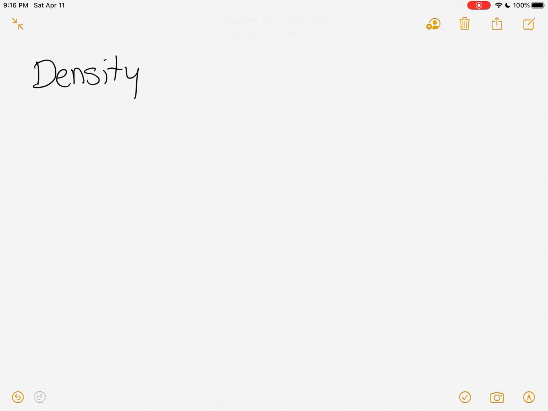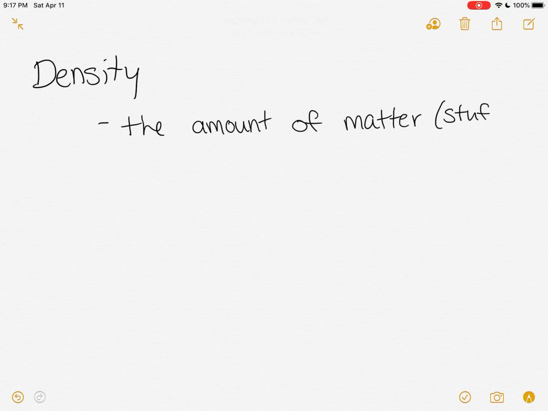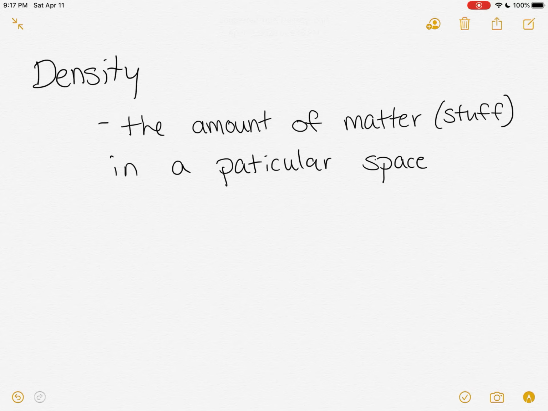So this video lesson is on density. Today we're going to learn about what density is and how we can actually calculate density. Density is defined as the amount of matter, or stuff, in a particular space or volume. So density is how much matter we have in a very specific amount of space or a very specific volume.